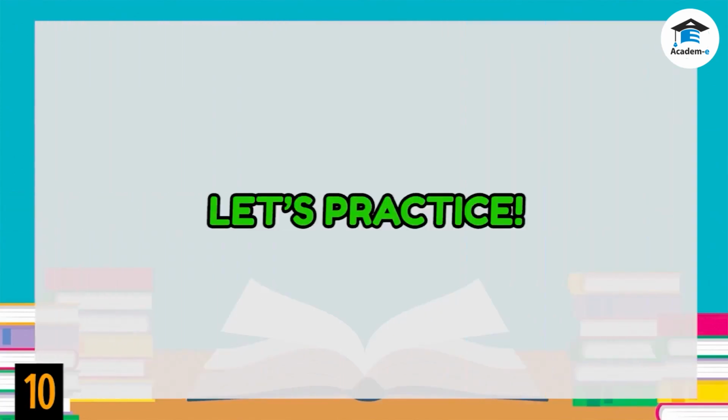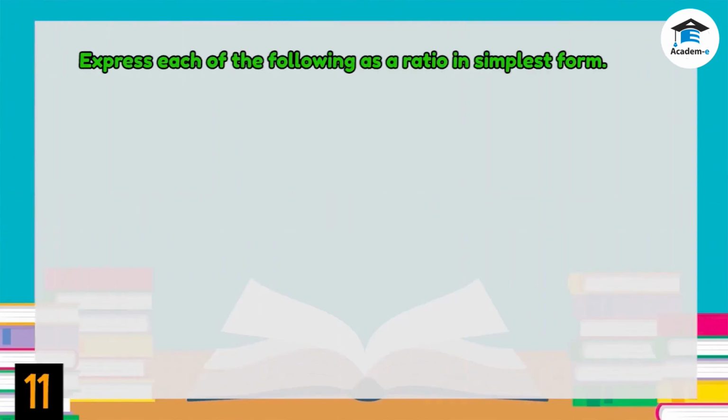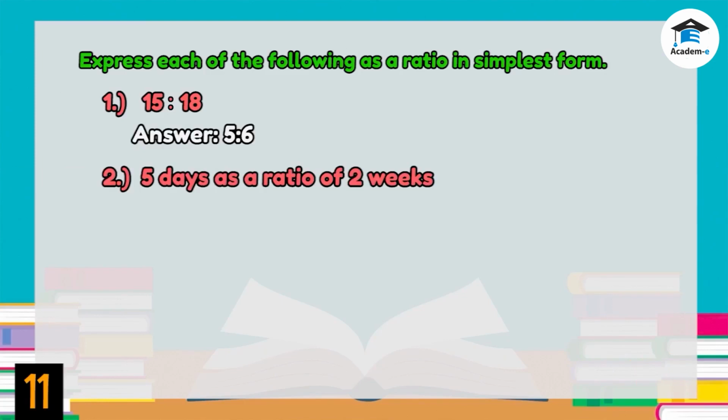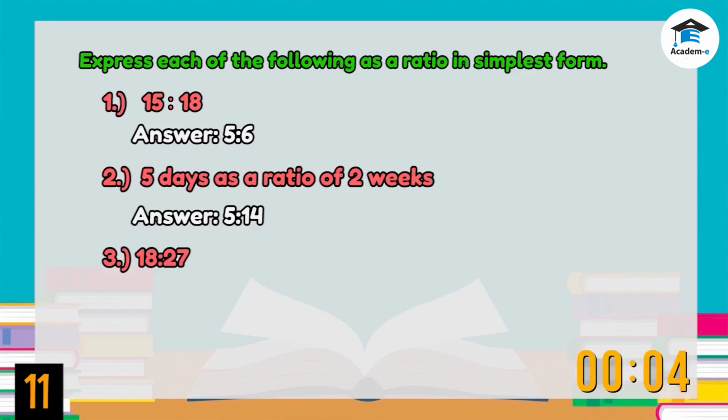Let's practice. Express each of the following as a ratio in simplest form. 1. 15 is to 18. Answer. 5 to 6. 2. 5 days as a ratio of 2 weeks. Answer. 5 is to 14. 3. 18 is to 27. Answer. 2 to 3.